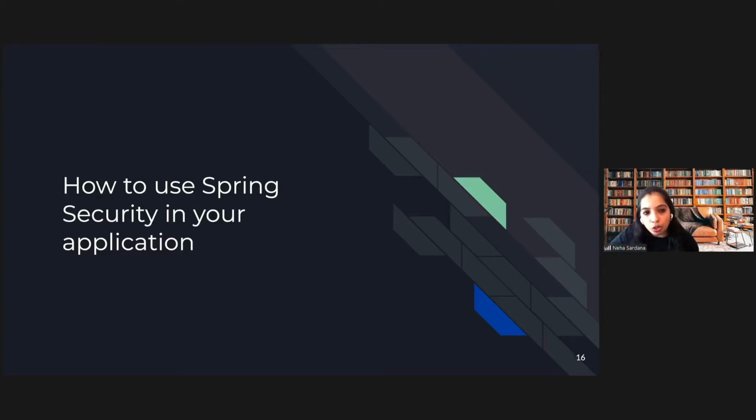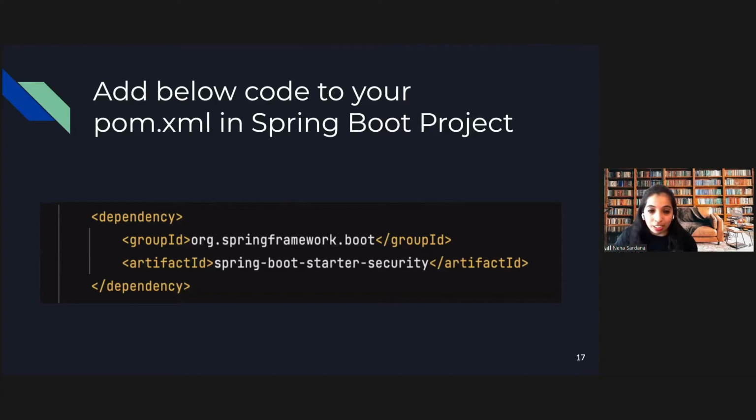So let's see how to use Spring Security in your application. This is very interesting. You just have to add this dependency in your pom.xml. Since I'm using Maven, but you can have your Gradle file, you can add it to the Gradle file. But this is the only dependency you need to get started. This will add all your defaults and everything to get started.